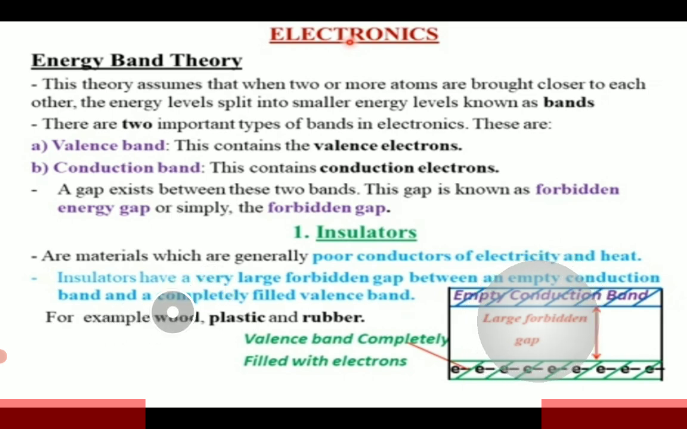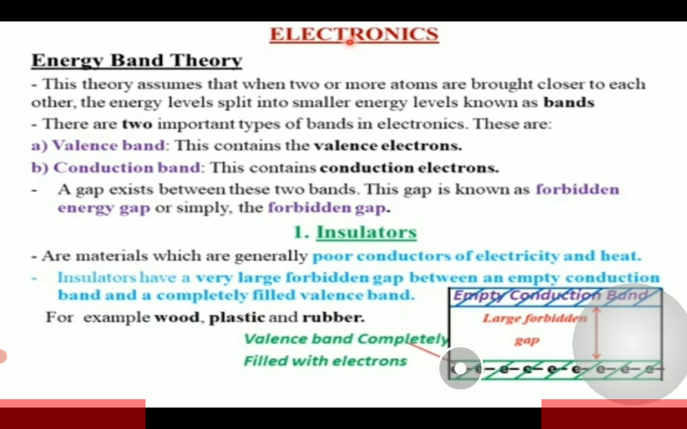They will ask you in an exam, especially in paper 1 of your physics, I'm referring to the MSCE paper 1 physics: explain why, or give a reason why, insulators do not conduct electricity. The reason why insulators don't conduct electricity is because they have a very large forbidden gap between an empty conduction band and a completely filled valence band.